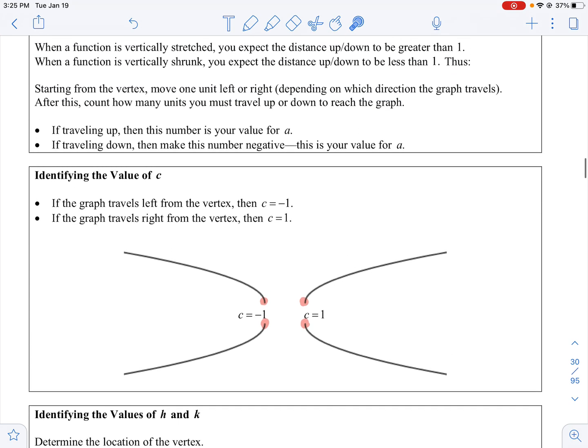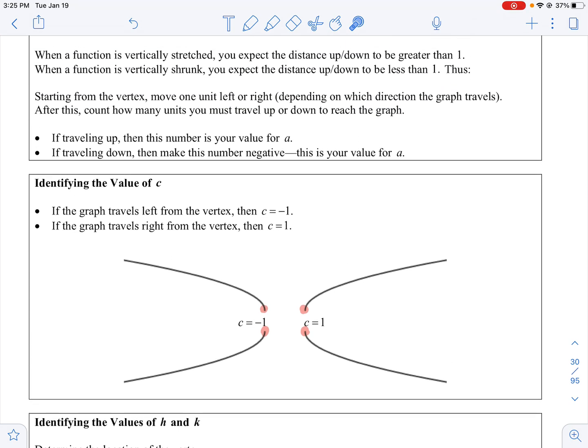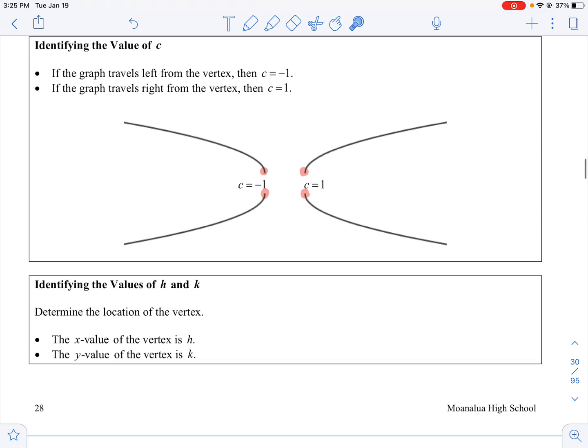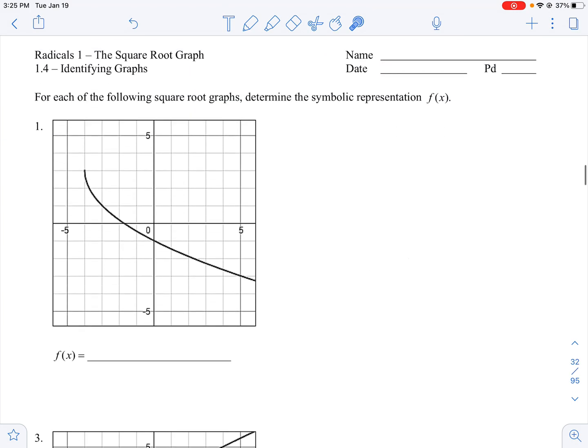Okay? Now, the value of a. If you're traveling up, then your value of a is positive. If you're traveling down, then your value of a has a sign of negative. So how do we put all of that together? So let's have an example.